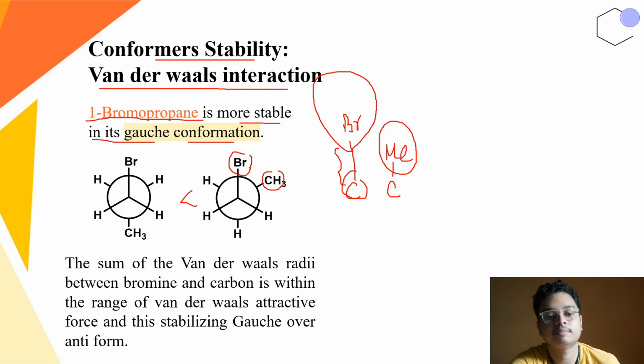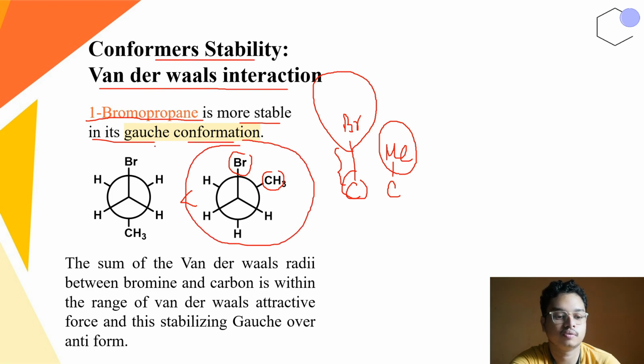Okay, so what happened in the case of the gauche conformer is that these two particular electron clouds are as far apart from each other, so they are actually attracting, and this attracting force stabilizes the overall gauche conformer over the anti-conformer, and that's why this particular 1-bromopropane is more stable in the gauche conformer. Now it is written here also.